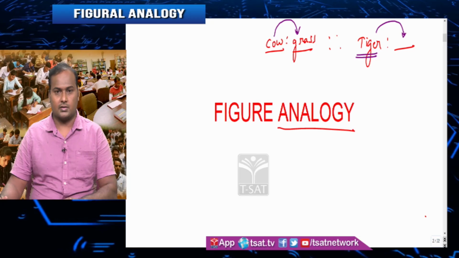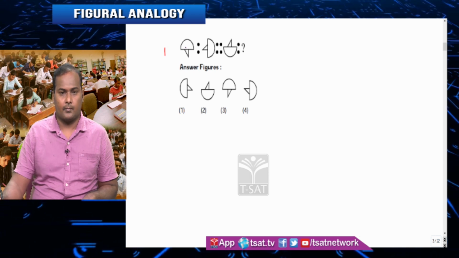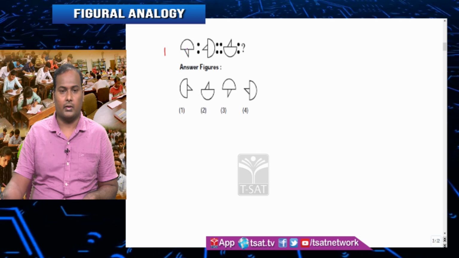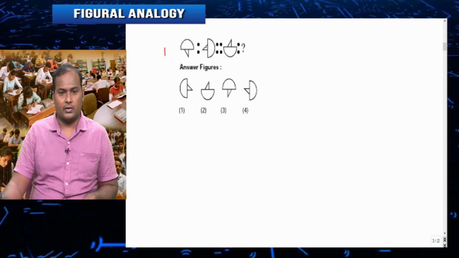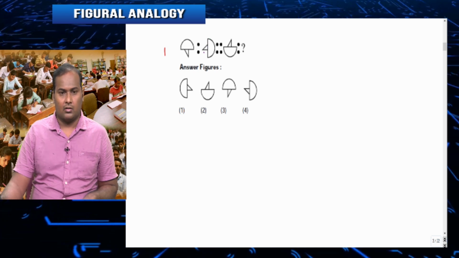But in today's topic we are going to discuss figure analogy, which means we are going to establish the relationship between two given figures and we will try to derive the answer. Let's see the first question. The moment you see here, there are two figures. One is curved on the top and at the bottom you are having another figure. If you see these two figures, what is the relationship that you can establish?